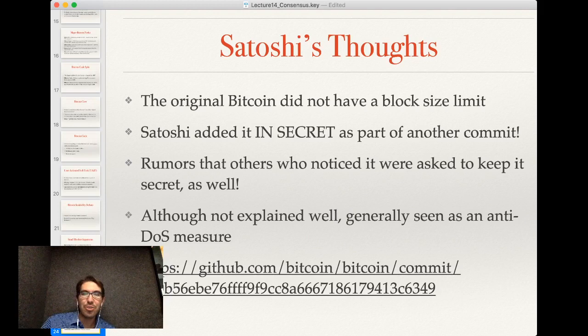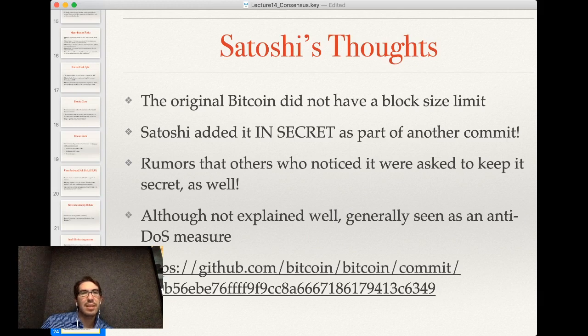So let's go back to the original source, Satoshi, and figure out what he or she or they thought about this. So the original Bitcoin didn't have a block size limit. And it actually was added in secret as part of another commit, which I find really interesting. I have a link to the commit up here if anyone wants to take a look at it. So the rumor is that even those who noticed it were asked to keep it secret. In the early days, there was no way the amount of transactions on a block was ever going to hit anywhere near the limit.